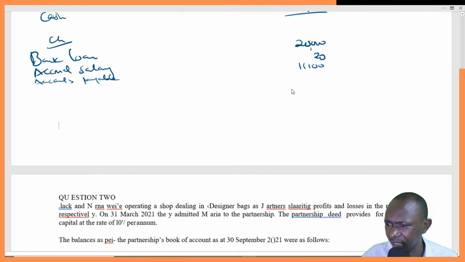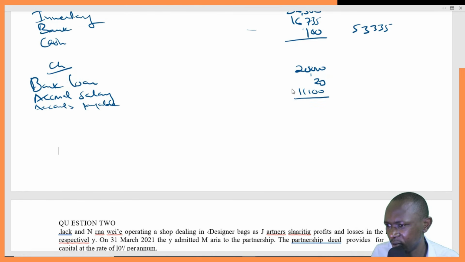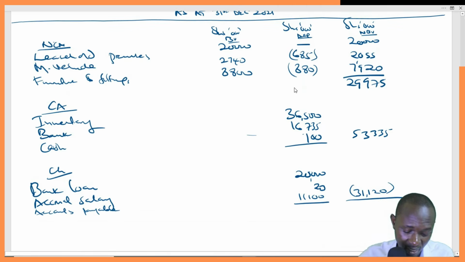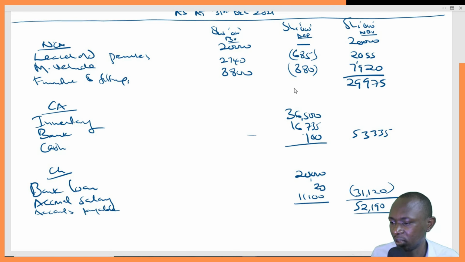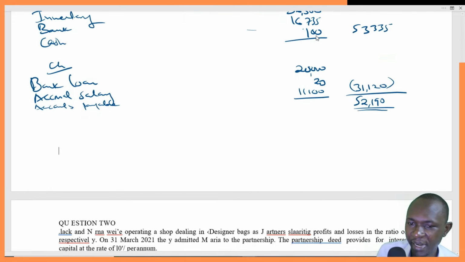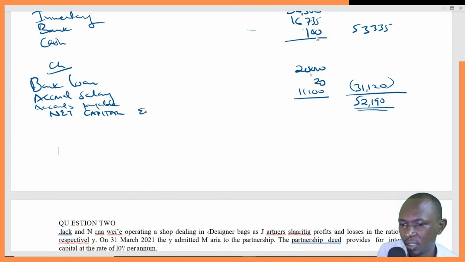Okay, so having done that, let's get the total. This will be 31,120. And this is in bracket because these are liabilities. So 29,975 plus 53,335 minus 31,120 gives us 52,190. And this becomes our net capital employed. Net capital employed is 52,190.